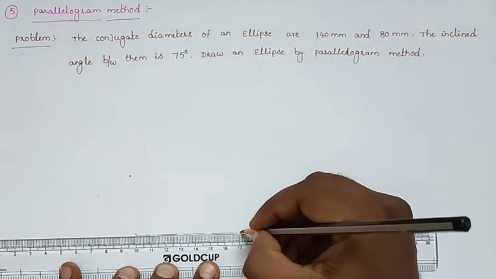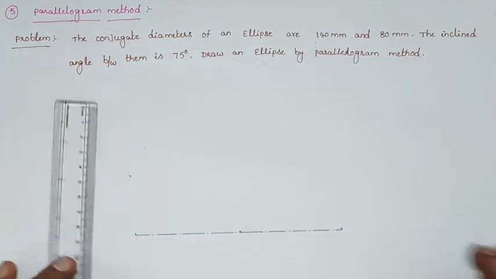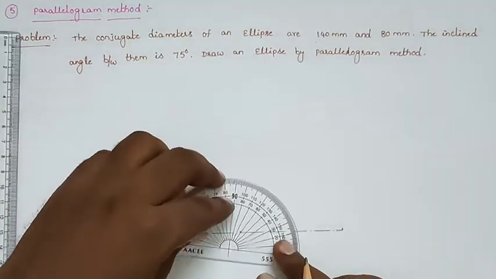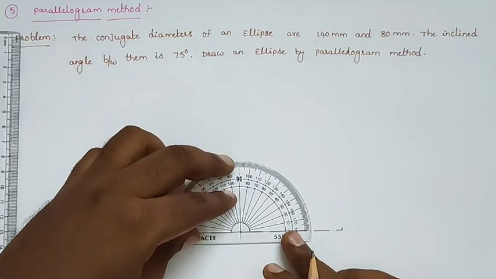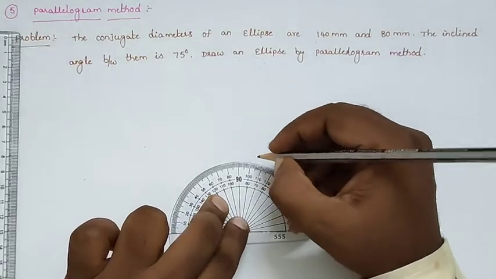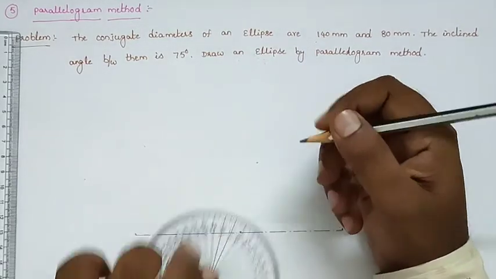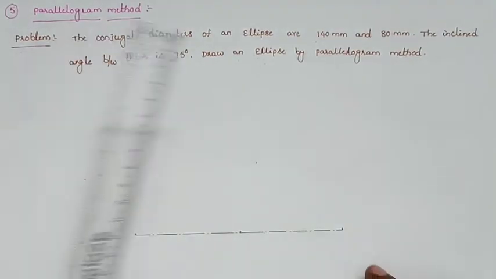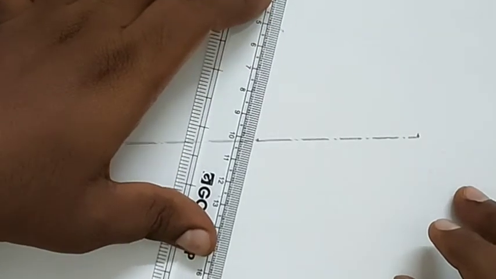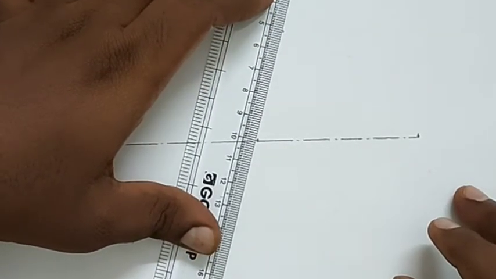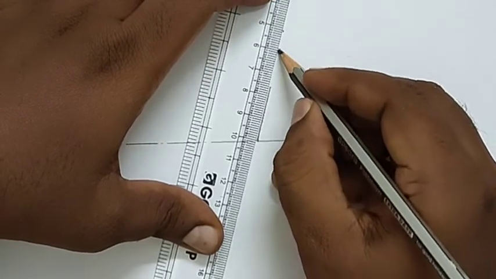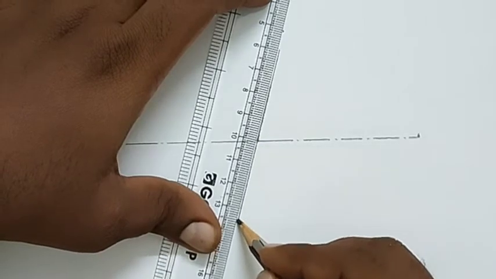So after locating this midpoint, from the midpoint, what is the angle? They are giving the sub-inclined angle, with an angle of 75 degrees, so we will draw the minor axis line. So what is the angle here? 75 degrees. By using our protractor, making an angle of 75, we will draw the minor axis, with a line length of 80 mm in this direction. Take 80. So in the upward direction you can take 40, and in the downward direction also 40.